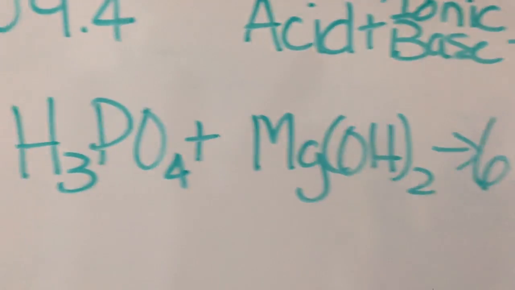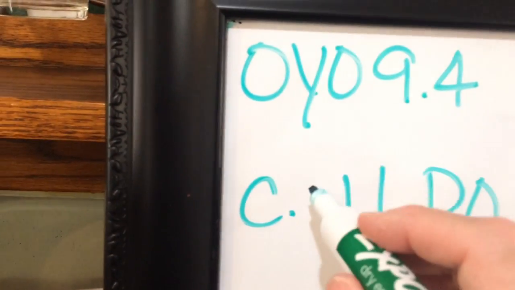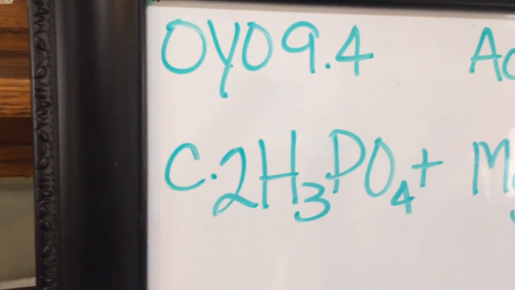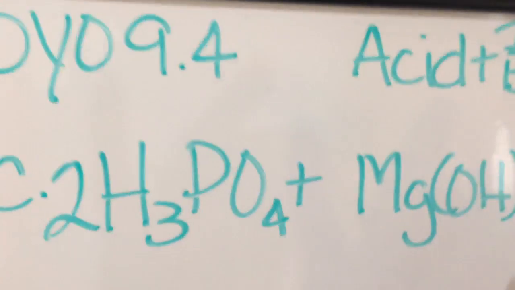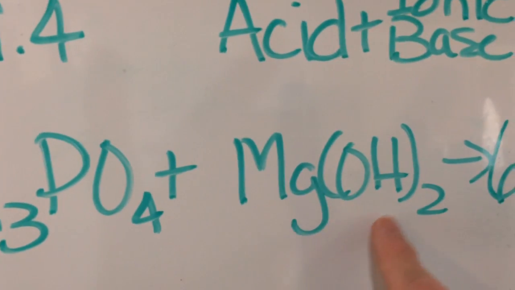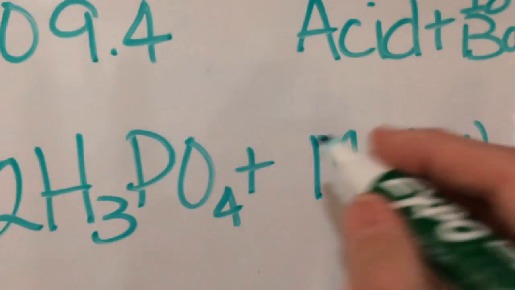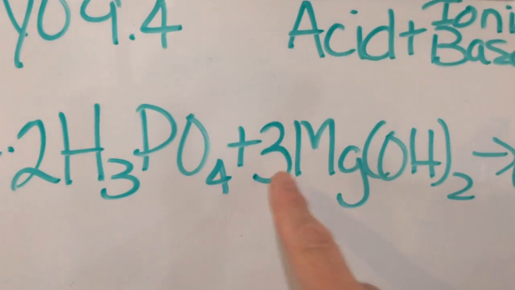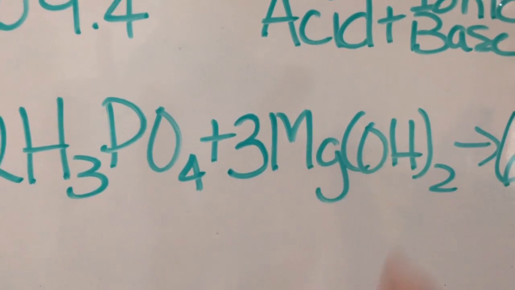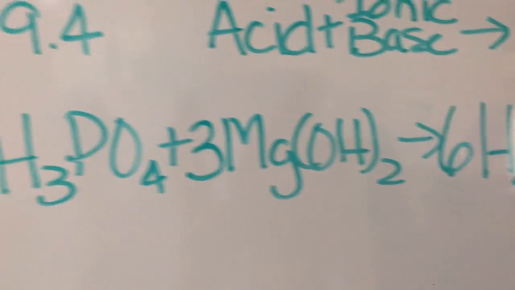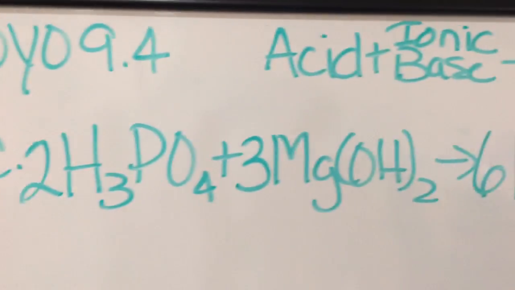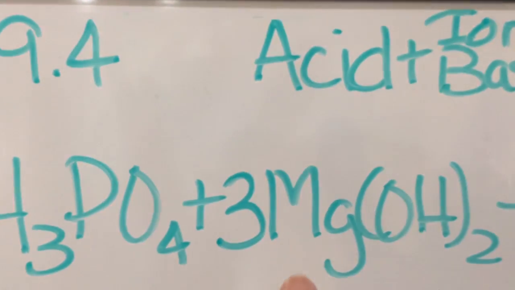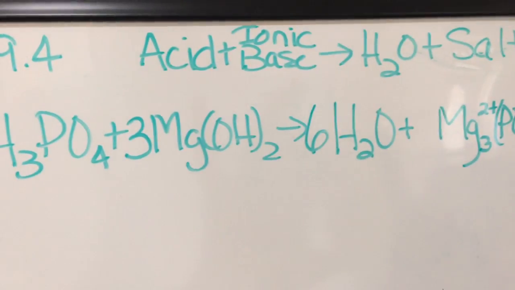To make 6, though, we're going to have more hydrogens. So we'd have to have 2 of the H3PO4s, giving us 6 hydrogens there. And then over here, we're going to have 6 of this, so we'd have to have 3. Now we're going to have 6 oxygens and 6 hydrogens there. If you look at this, it is all balanced out because you balanced this correctly. There are 3 Mg's. So this is balanced just like it is.